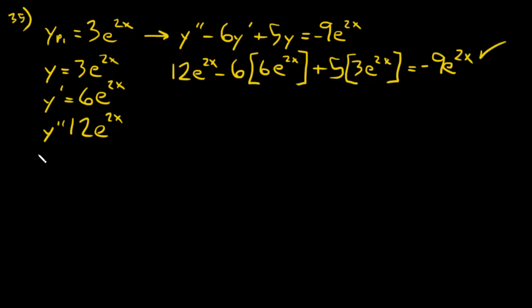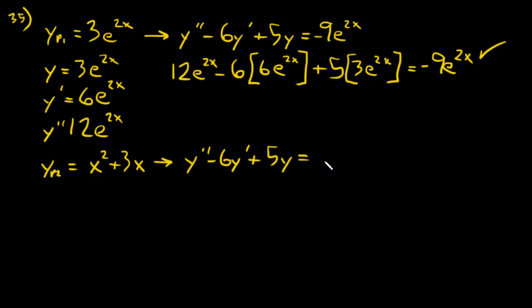Okay. We're also told that we have y sub p2, a second particular solution of, let's see, it was x squared plus 3x, and it is a particular solution of y double prime minus 6y prime plus 5y equals, now for the different part, we're going to have 5x squared plus 3x minus 16. Okay? So we'll do the same thing.